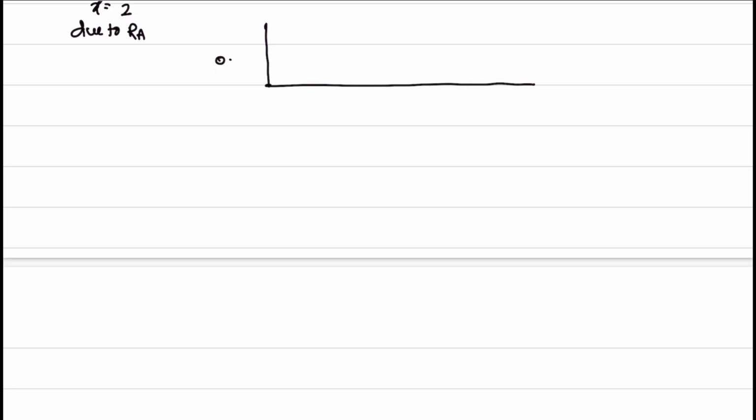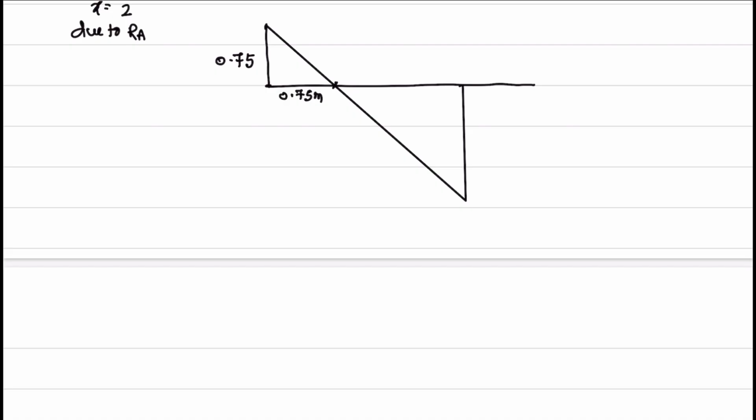This is 0.75 due to the reaction force, and at 0.75 meters the shear force is 0, and at 2 meters it is minus 1.25. This is plus, and this is minus 1.25.